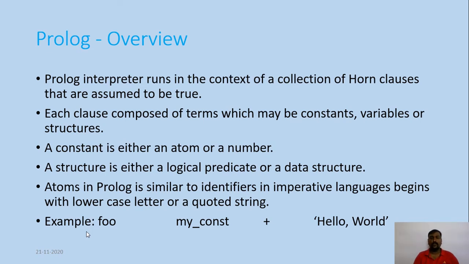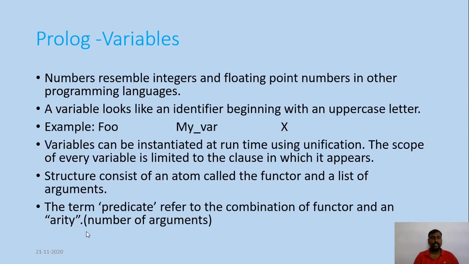Atoms in Prolog are similar to identifiers in imperative languages like C, C++. So an atom is the name used to represent an identifier, and an identifier or an atom should begin with a lowercase letter. A variable in Prolog should start with an uppercase letter. So here Foo, My underscore Var, X, all these start with uppercase, so these all are variables. If you want to give an atomic value, then we have to use lowercase letters. Remember this in Prolog, this is very important. Variables should begin with an uppercase letter, atomic values should begin with a lowercase letter.